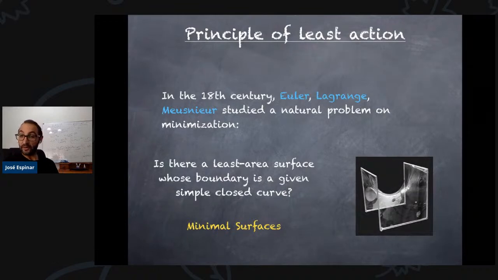So we are going to focus on the first problem. It's a problem that became interesting through big names like Euler, Lagrange, or Meusnier in the 18th century, and they studied a very natural problem. Given a curve, can we find a surface with least area and that boundary? This is a very natural problem, and this is how the field of minimal surfaces started.